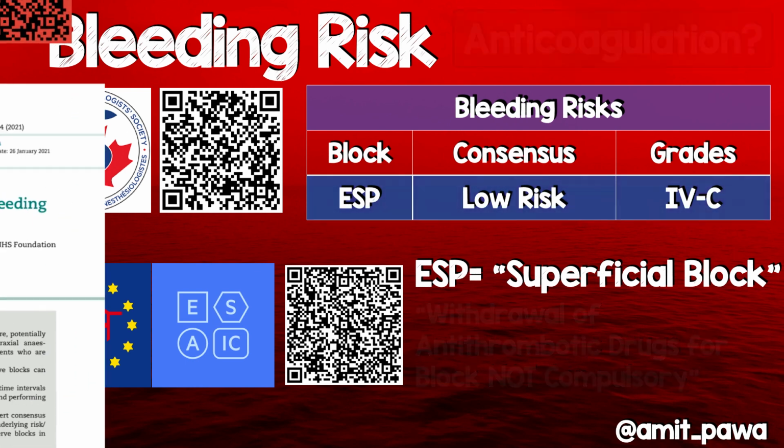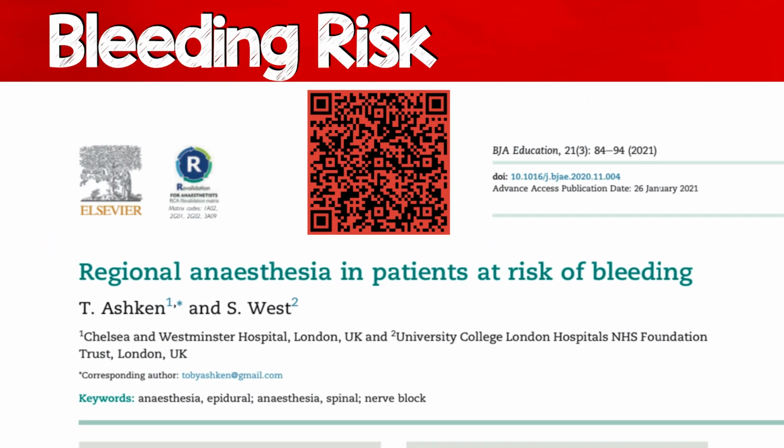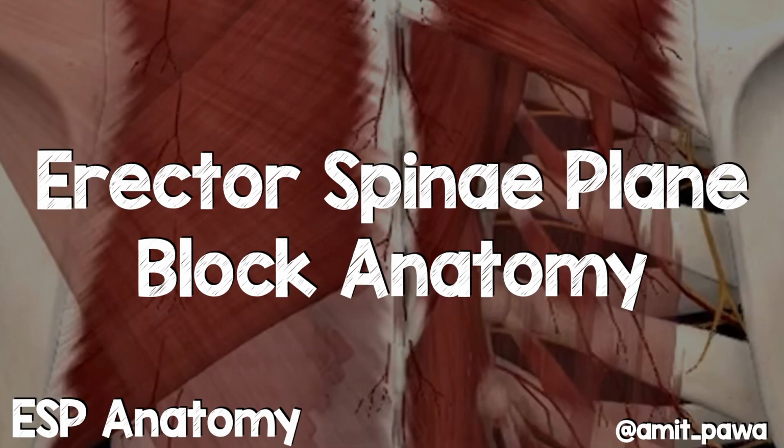You can look at a whole host of this information in this really nice BJA Education piece by two of the REUK board members, Ashkin and West, and that QR code will take you to that paper where they talk about some of the nuances, some of the similarities and some of the differences between those guidelines. So let's now take a look at the erector spinae plane block anatomy.